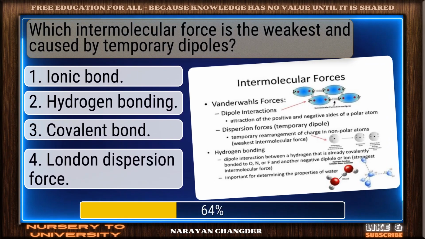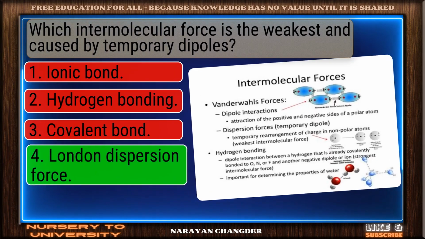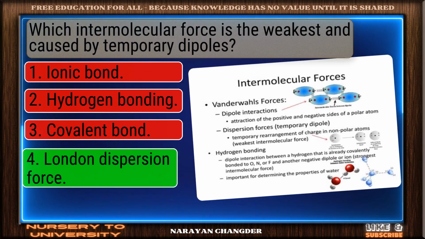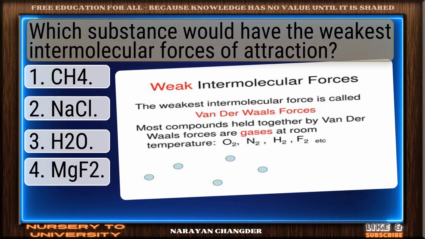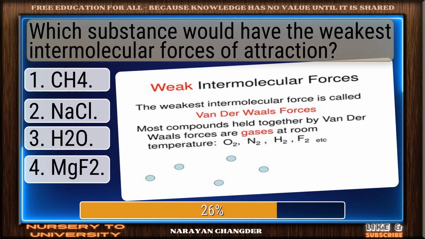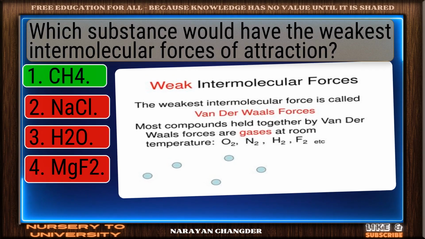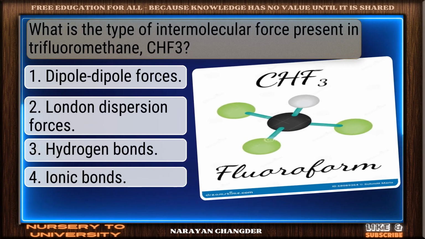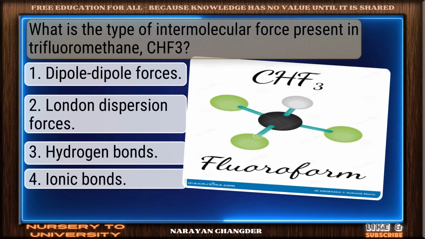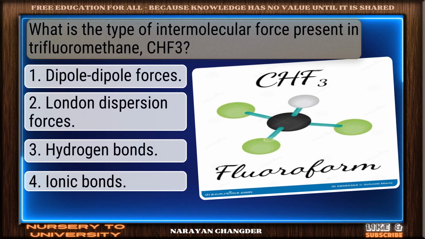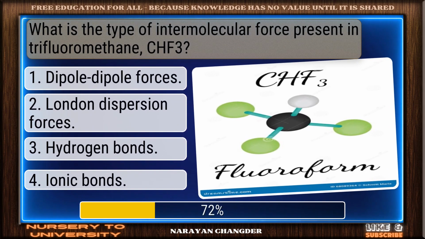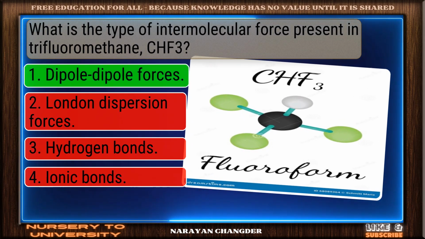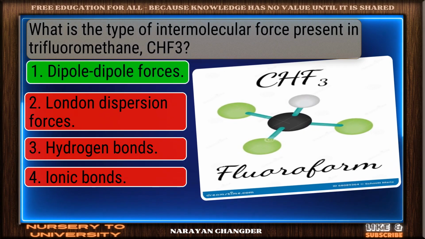Good thinking. London dispersion force is the right answer. Which substance would have the weakest intermolecular forces of attraction? Well reasoned. CH4 is the correct choice. What is the type of intermolecular force present in trifluoromethane, CHF3? You're right. Dipole-dipole forces is the correct answer.